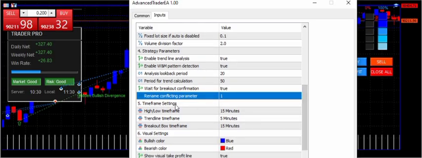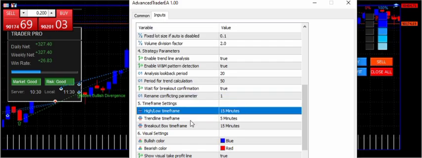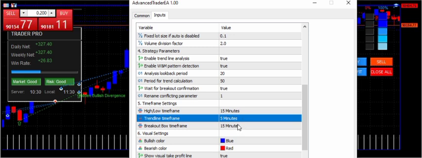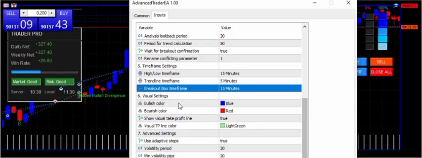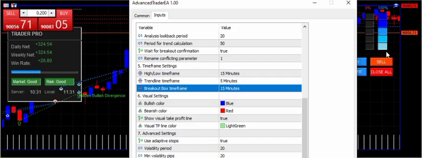Now here we have the time frame for high-low time frame. Remember, I said it's 15 minutes. Trend line analysis 15 minutes. Breakout analysis 15 minutes. Sorry, trend line is 5 minutes. Breakout is 15 minutes. That's for the breakout box. Then visual settings: we have bullish color and we have red. That is for the bars we have here that represent the trend, so you can change the color yourself.